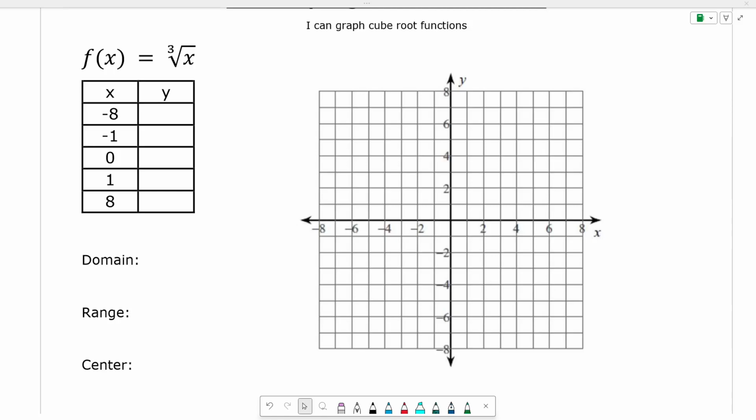Previously, we've looked at making and graphing cubed functions, functions in the form of f of x is equal to x cubed. Well, today we're going to change that up a little bit, and we're going to be looking at cube root functions. So our goal today says I can graph cube root functions.